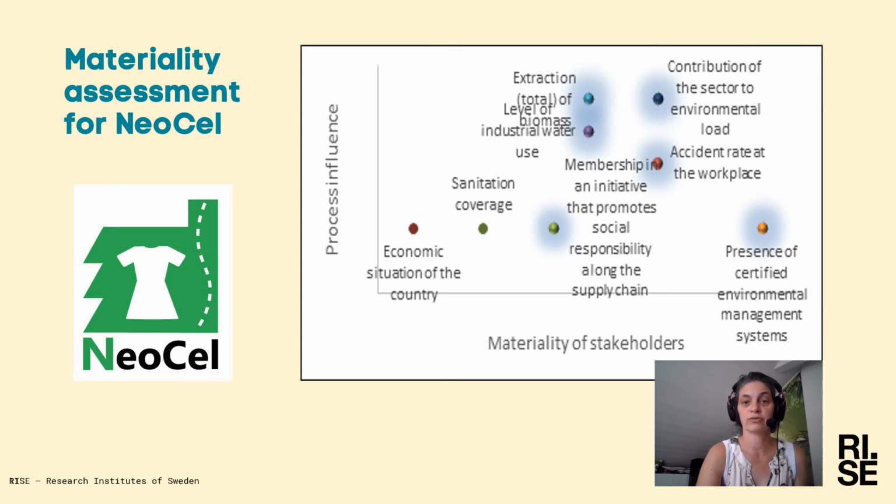So how does a materiality graph look like? The materiality assessment results are presented as a materiality graph for the case of NeoCell. For example, the accident rate at the workplace is important for stakeholders and have a high influence on the process. For example, the promoting of social responsibility along the value chain is important for the stakeholders. So on the x-axis, there's the materiality of stakeholders, and on the y-axis, there's the process influence. And this has been directly defined by the stakeholders.